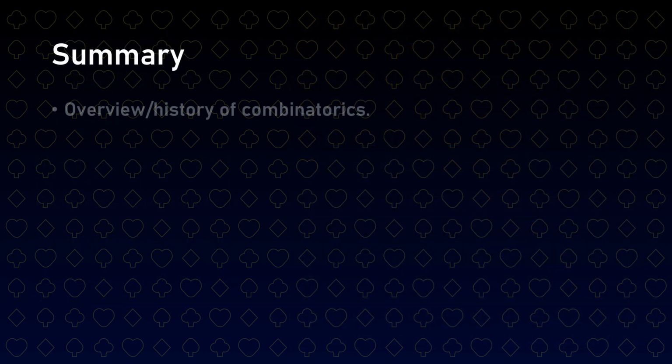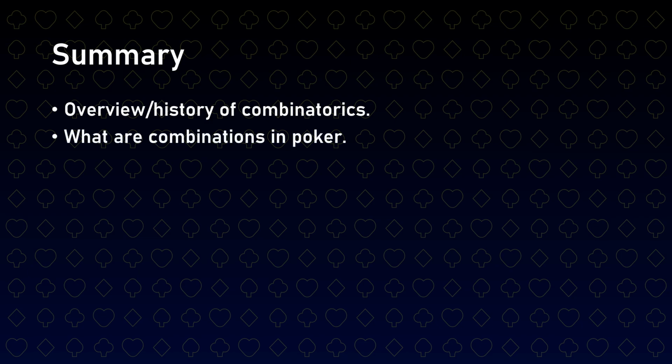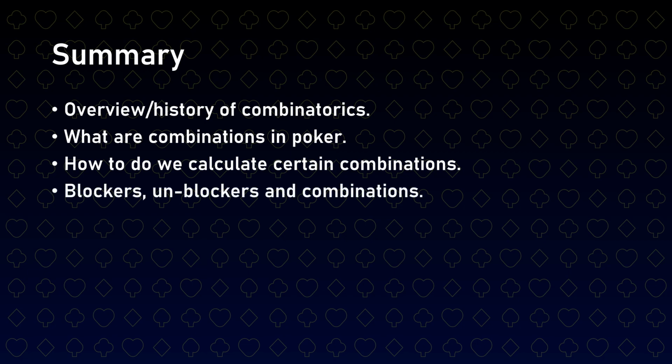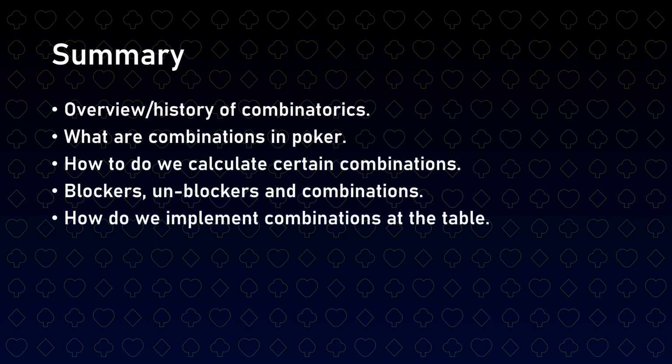That's it. A brief overview of what combinatorics is and how it is applied to poker. We've had a look at the basic combinations for pocket pairs, suited and offsuit hands, and how we can use these to calculate frequencies. We have also had a quick look at blockers and unblockers and how combos can help determine the likelihood of an opponent's holding. Finally, we saw how combos can be used to determine ranges and what those ranges may look like.